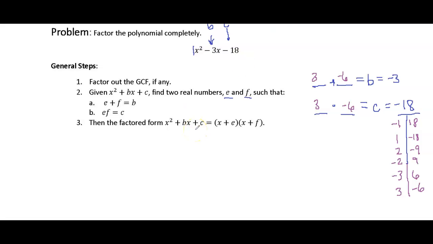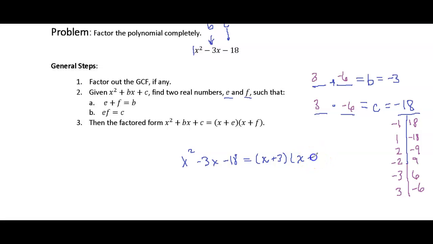So then the factored form of the polynomial x squared minus 3x minus 18 will be x plus the value that we found here, 3. So we'll have x plus 3 times x plus the second value that we found.